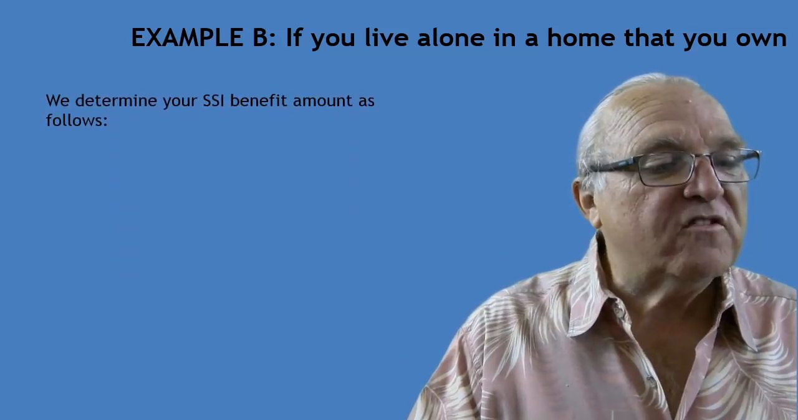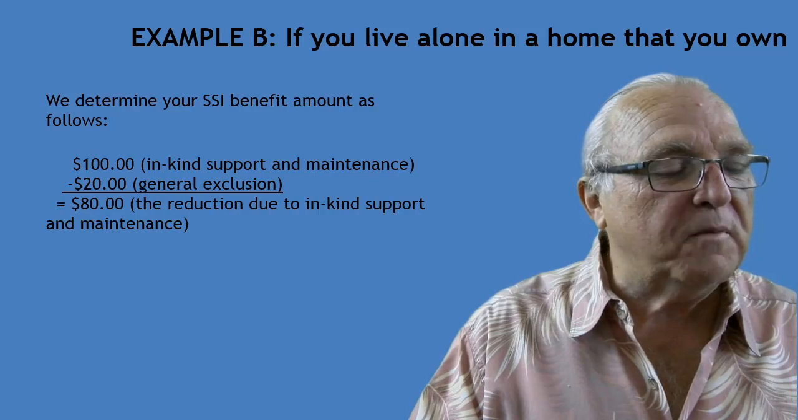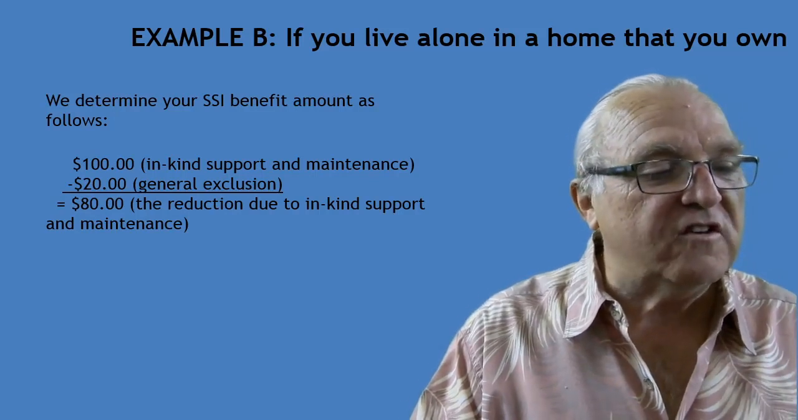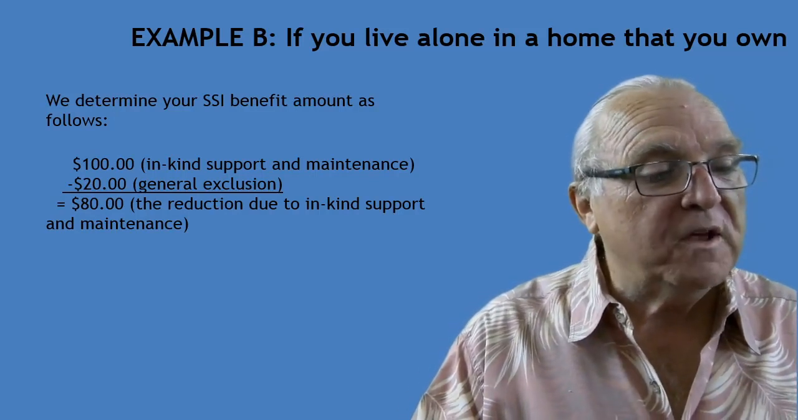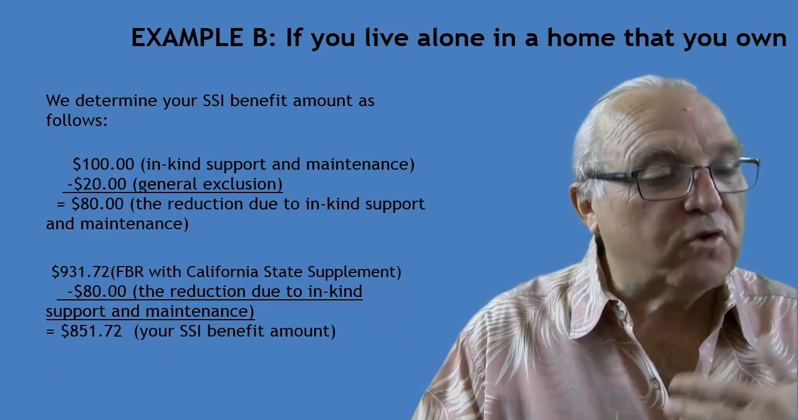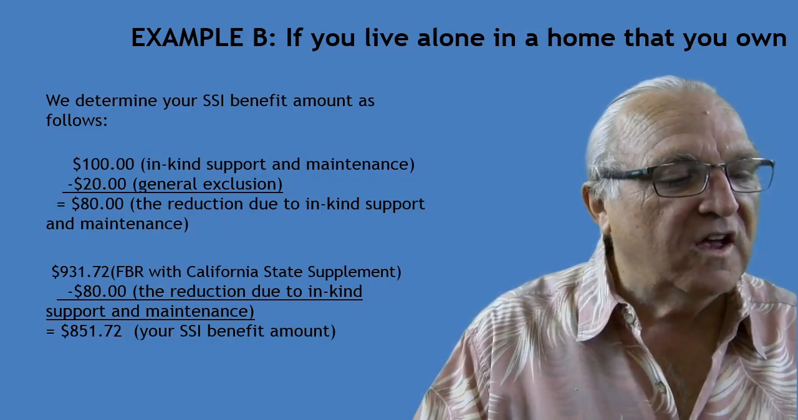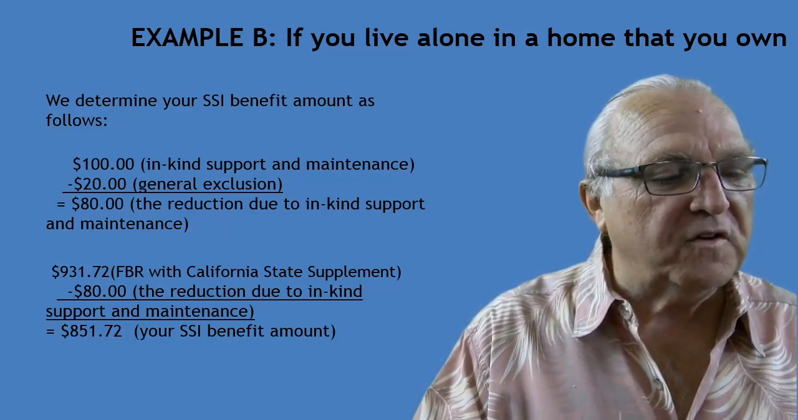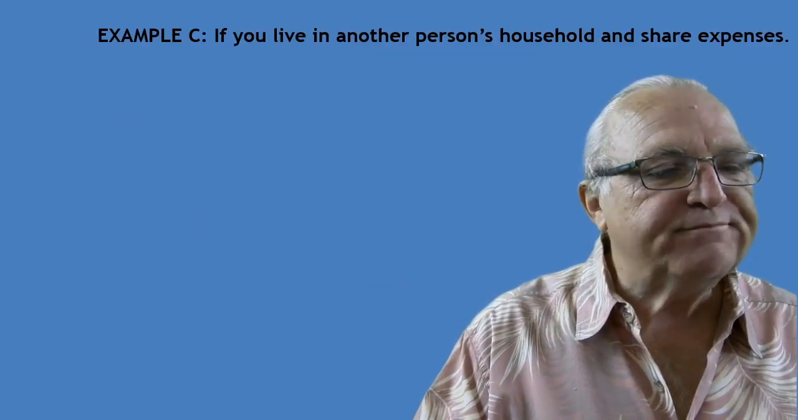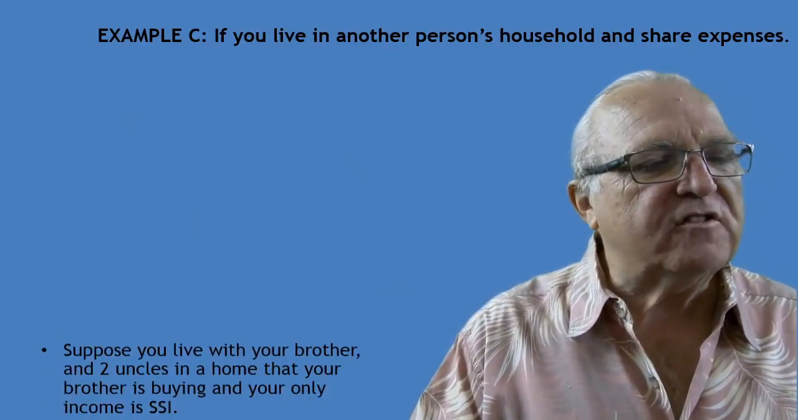We determine your SSI benefits as follows. They take the $100 in-kind support and maintenance payment for the electricity, subtract the $20, meaning it's an $80 reduction, and in this case, subtracting $80 from $931.72 is $851.72. Okay? Let's go to another example they give us and dig a little deeper.